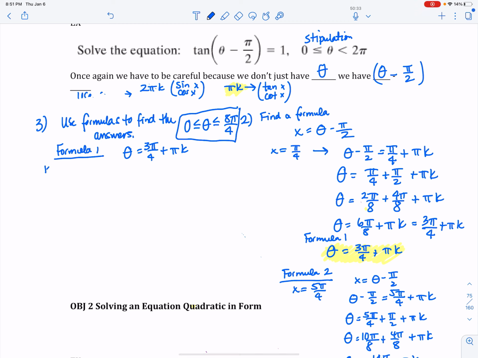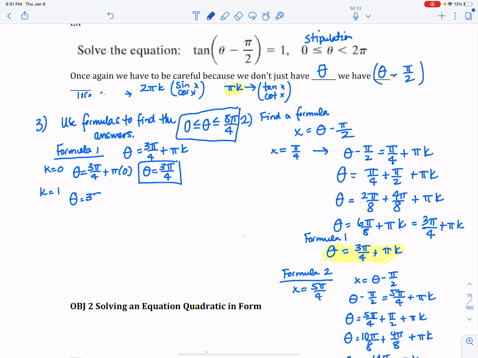So if I look at formula 1, I'm going to let k equal 0 first. So theta equals 3 pi over 4 plus pi times 0. So theta equals 3 pi over 4. So here's one of my answers. And that's an okay answer because it does not exceed 8 pi over 4. So now I'm going to do the second one, k equals 1.